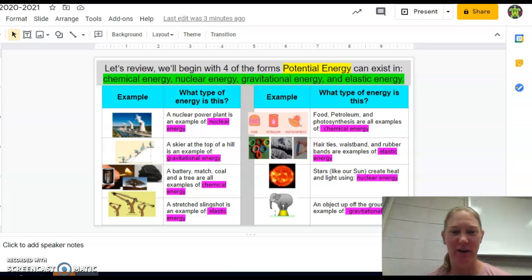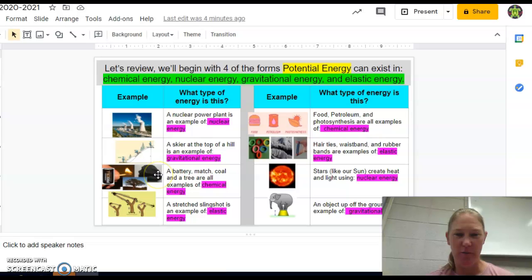Hello, I just want to take a moment to read through these so you can check over your answers to see how you did. So the first example here, the power plant, a nuclear power plant, is an example of nuclear energy. I'm going to go down. A skier at the top of a hill is an example of gravitational energy.